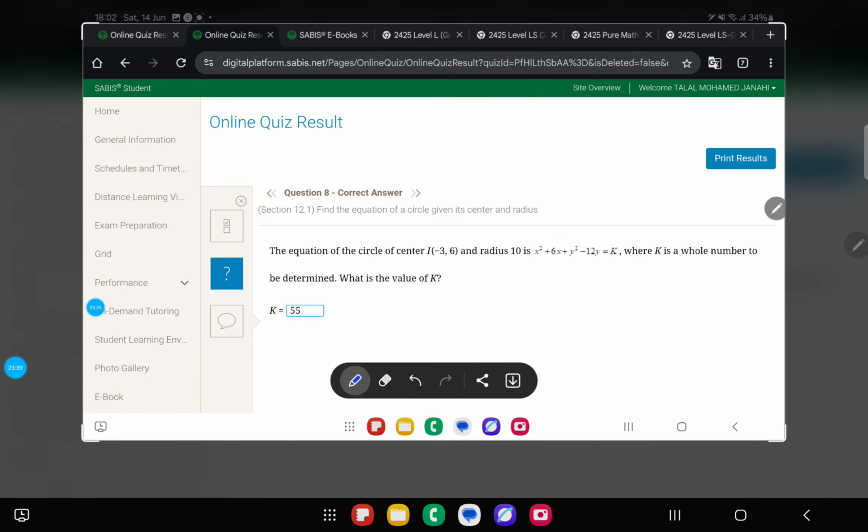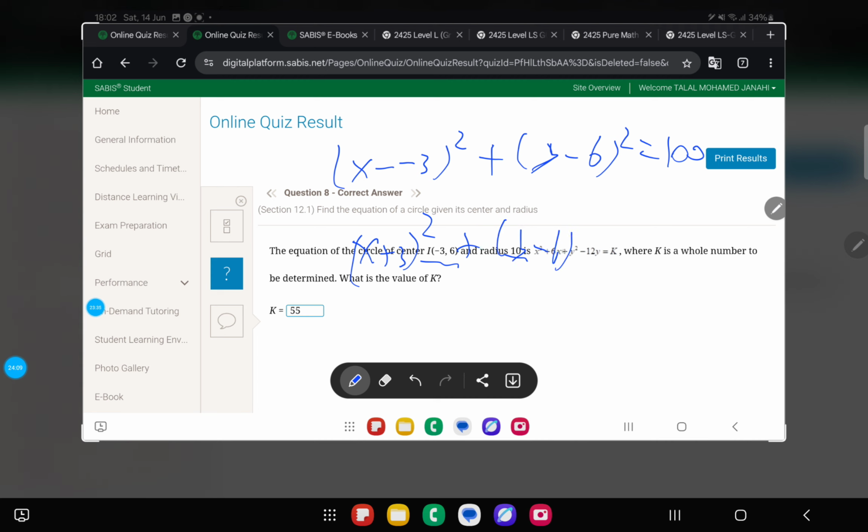So what we're gonna do here, since we have the center and the radius, we're gonna immediately apply this rule, the x minus xi. I'm sure you memorized it by this point. So x minus negative 3 squared plus y minus 6 squared equals 100, the radius squared. It's going to be x plus 3 squared plus y minus 6 squared equals 100.